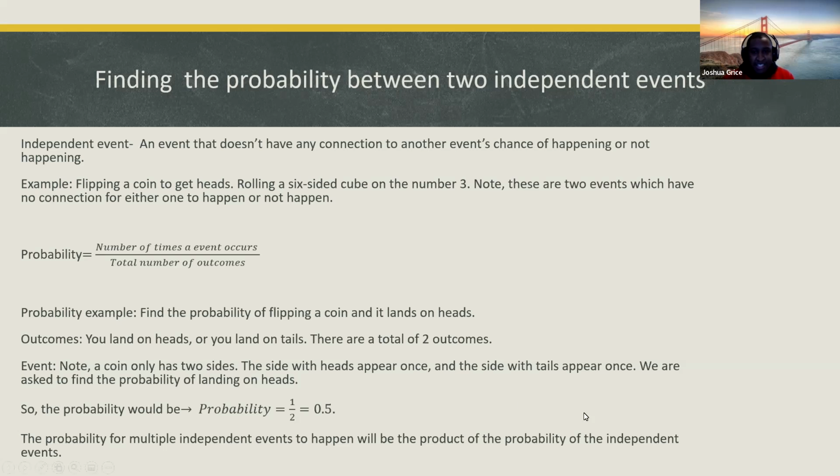So when you flip a coin, for instance, there's only two sides, which is heads and tails. So the outcome is you can either land on heads or you can land on tails. So this gives us a total of 2 outcomes. And then you say, well, if I want to know the probability of it landing on heads, how many times does a head appear on a coin? Usually once, if we're not manipulating it. So this is why the probability of flipping a coin is 1/2, because the heads only appear once and the number of outcomes is 2.